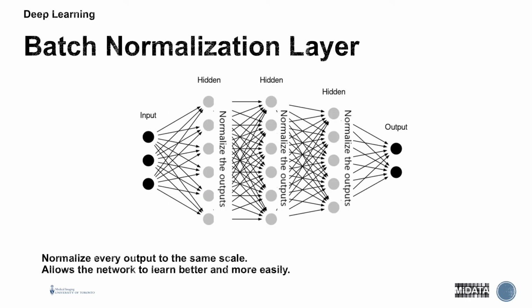Now, after each layer, you have an output, right? So you have an input to the layer, and then you have an output to the layer that leads to the next layer. Now, if you normalize your output, meaning you put everything onto the same scale, this will allow your algorithm to learn better, more easily, and more efficiently. And so this is the batch normalization layer that is incorporated into the many layers included in the CNN.